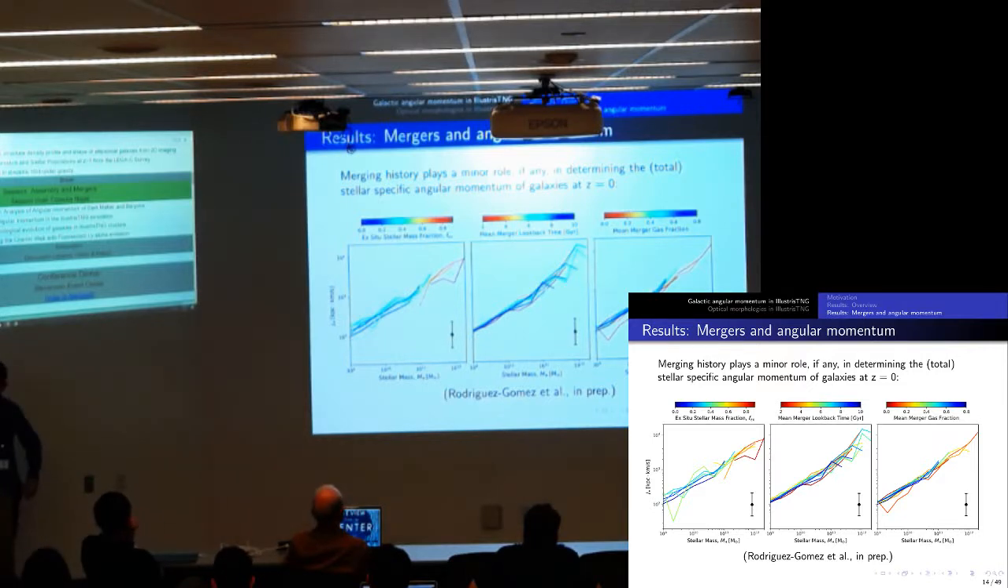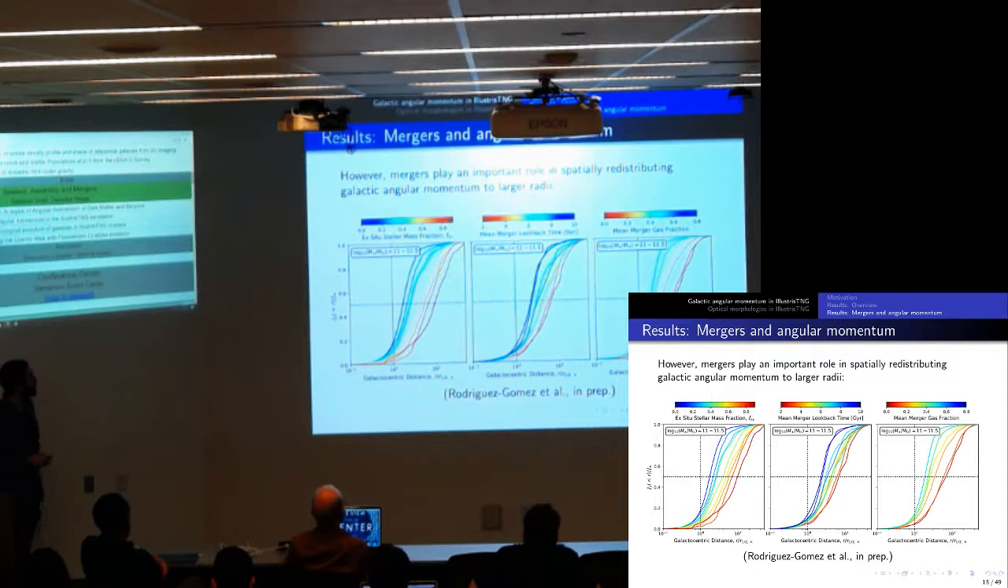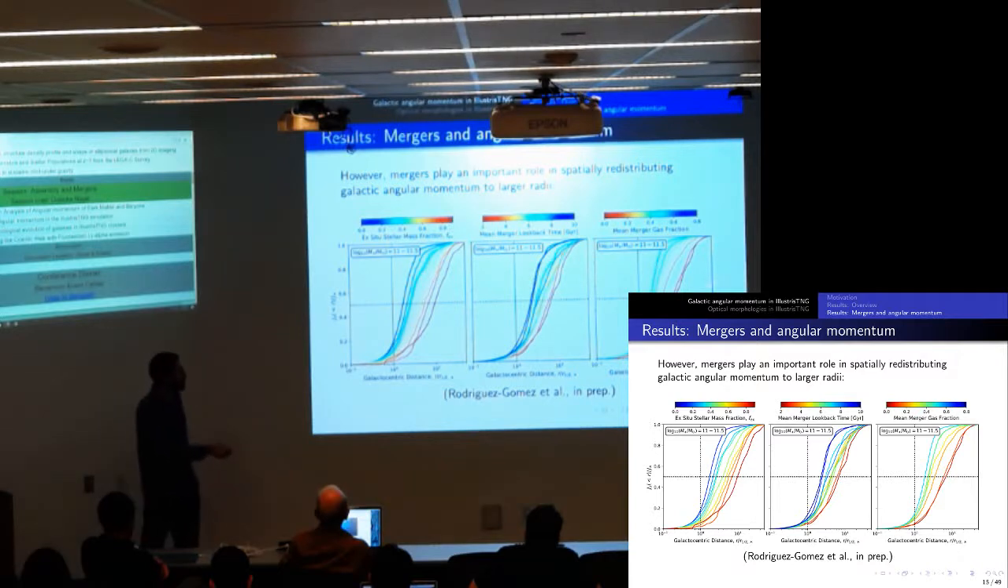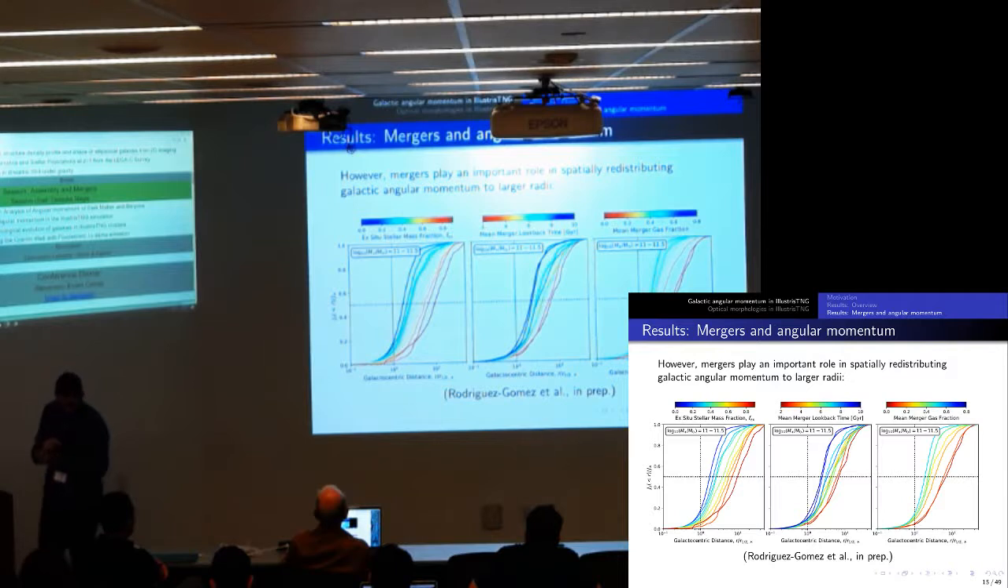But when you repeat this for the profile, the cumulative distribution of angular momentum, then you actually see that mergers have a clear effect. Galaxies that have more mergers or more accreted material or more dry mergers tend to have a more extended spatial distribution for the angular momentum.